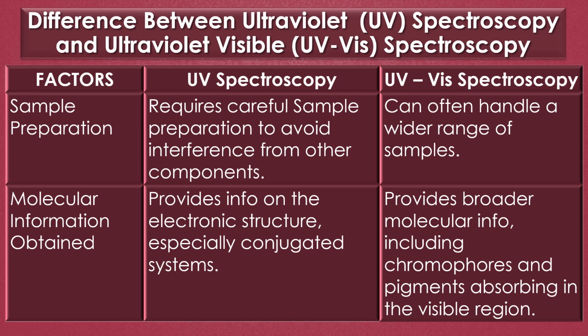Molecular information obtained. UV spectroscopy provides information on the electronic structures, especially conjugated systems. UV visible spectroscopy provides broader molecular information, including chromophores and pigments absorbing in the visible region.